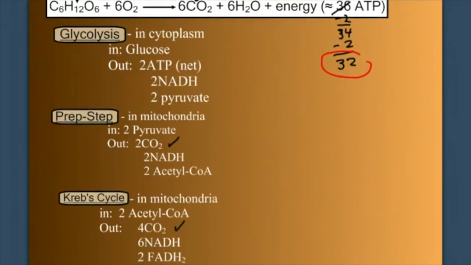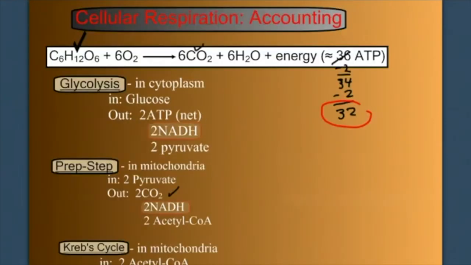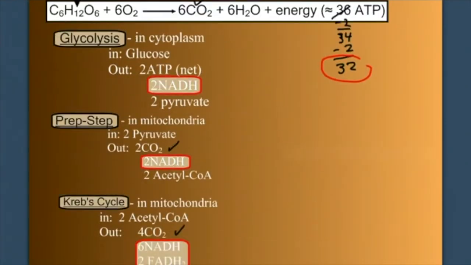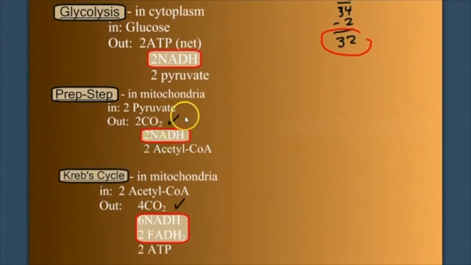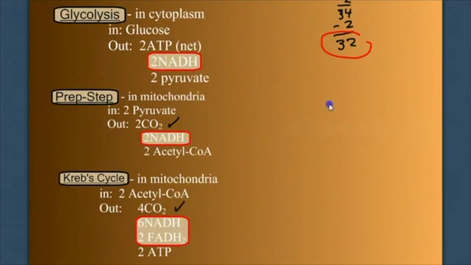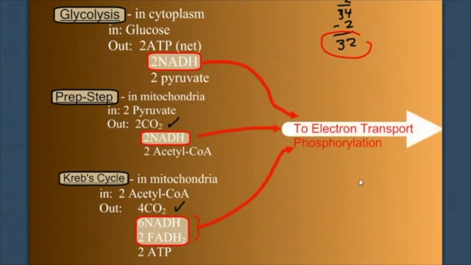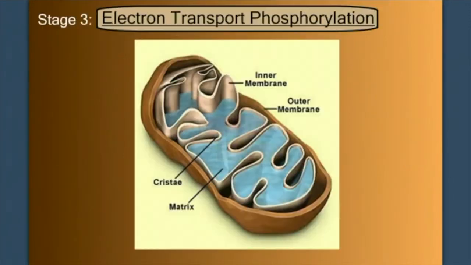But we have been creating high energy electron carriers. We've been stripping away high energy electrons from the high energy bonds of glucose as we've been breaking it down. And we have these NADHs and the 2 FADH2s, which are going to go to the electron transport chain for electron transport phosphorylation, where we're going to make the majority of our ATP. So let's get to it.